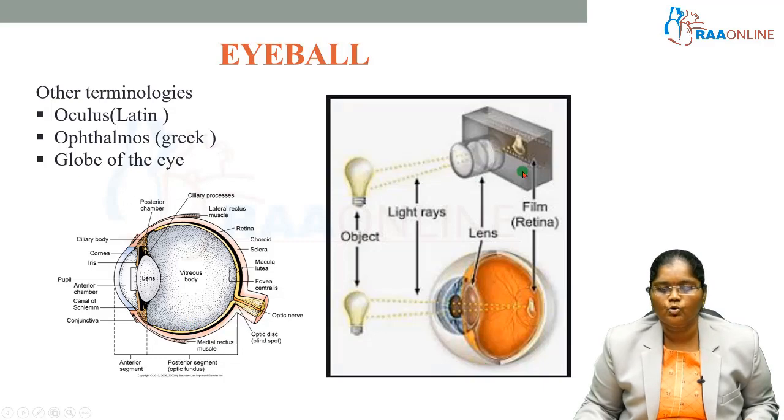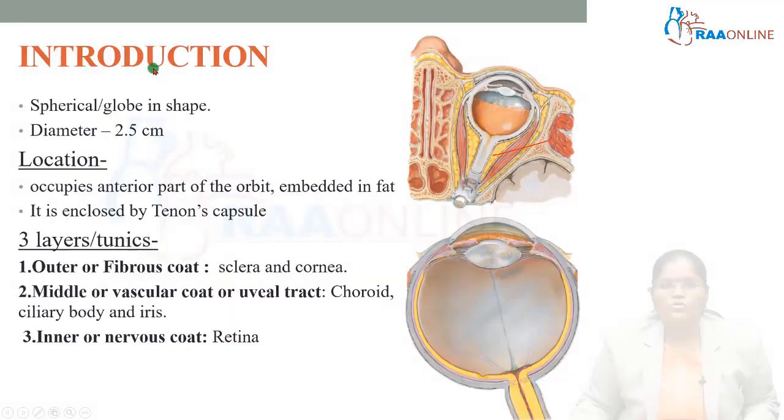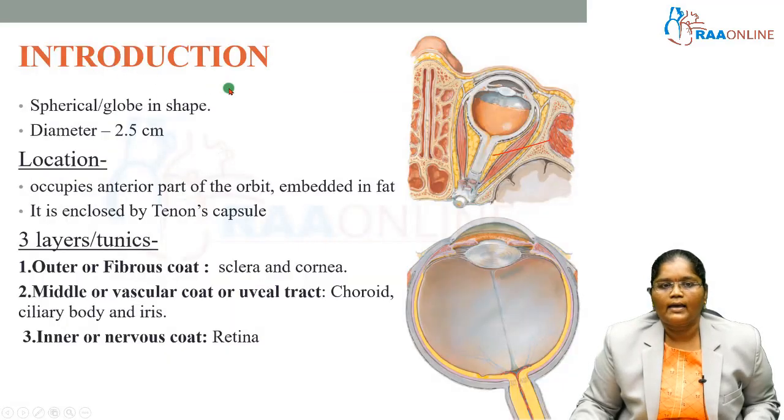The eyeball is compared to a camera. You can understand, at the end of the class, why the eyeball is compared to the camera. So, introduction to the eyeball. The eyeball is spherical or globular in shape. Its diameter is around 2.5 centimeters.